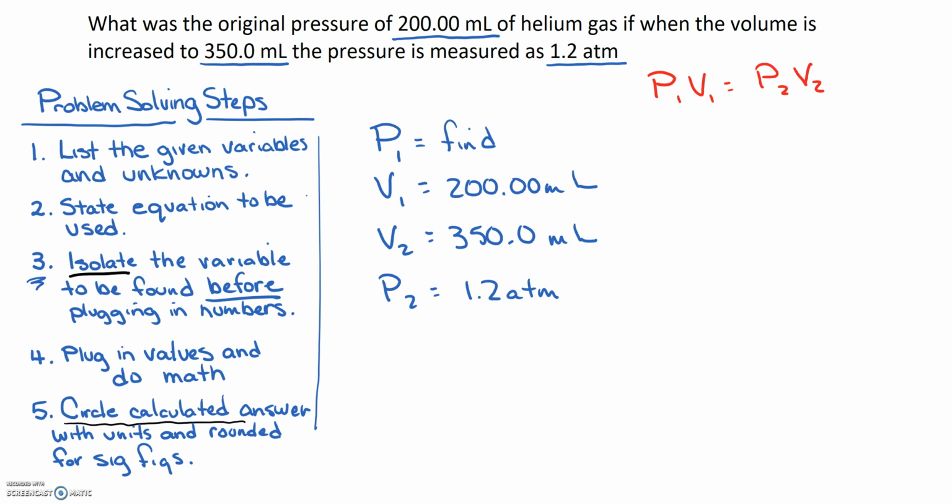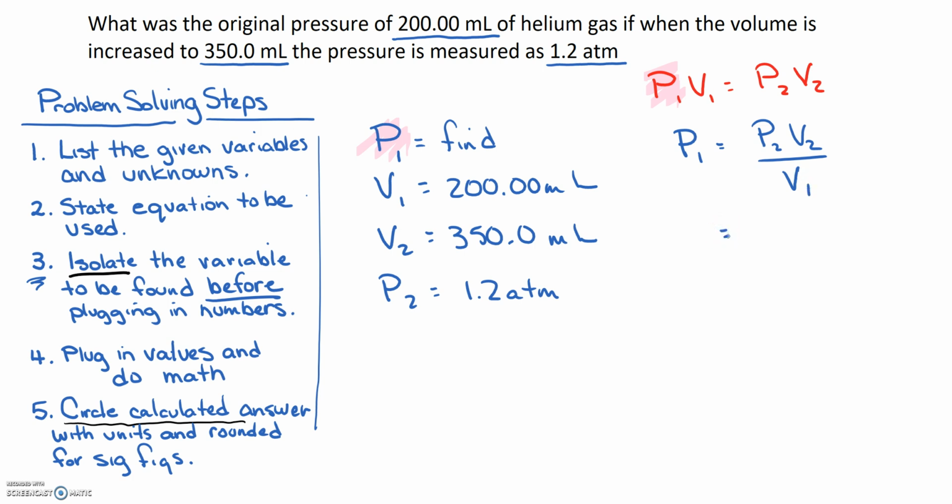Number 1, we listed the given variables. Number 2, we've stated the equation. Number 3, isolate the variable we want. What variable was that? It was P1. How do we get P1 on a side by itself? Let's divide both sides by V1, and we find that P1 equals P2 times V2 over V number 1.